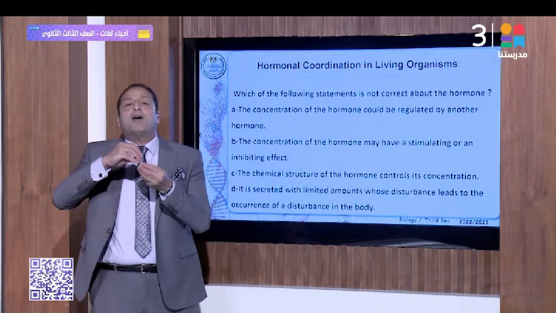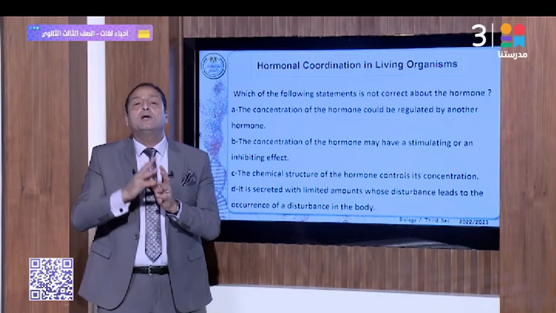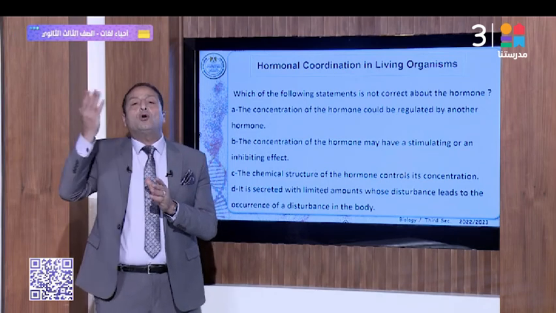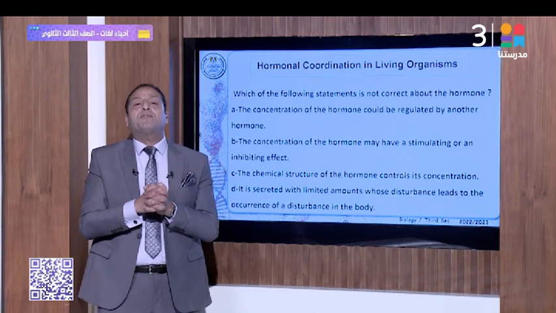The maestro of the endocrine glands is the pituitary gland. It is composed of two lobes. The anterior lobe is called adenohypophysis. The posterior lobe is called neurohypophysis.